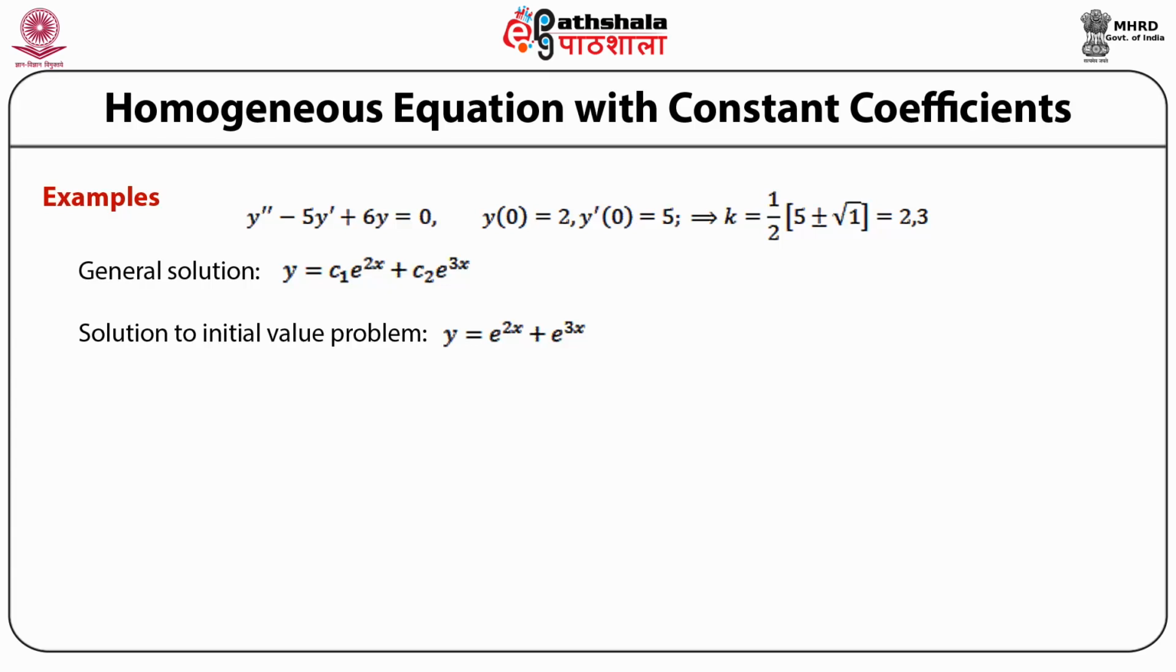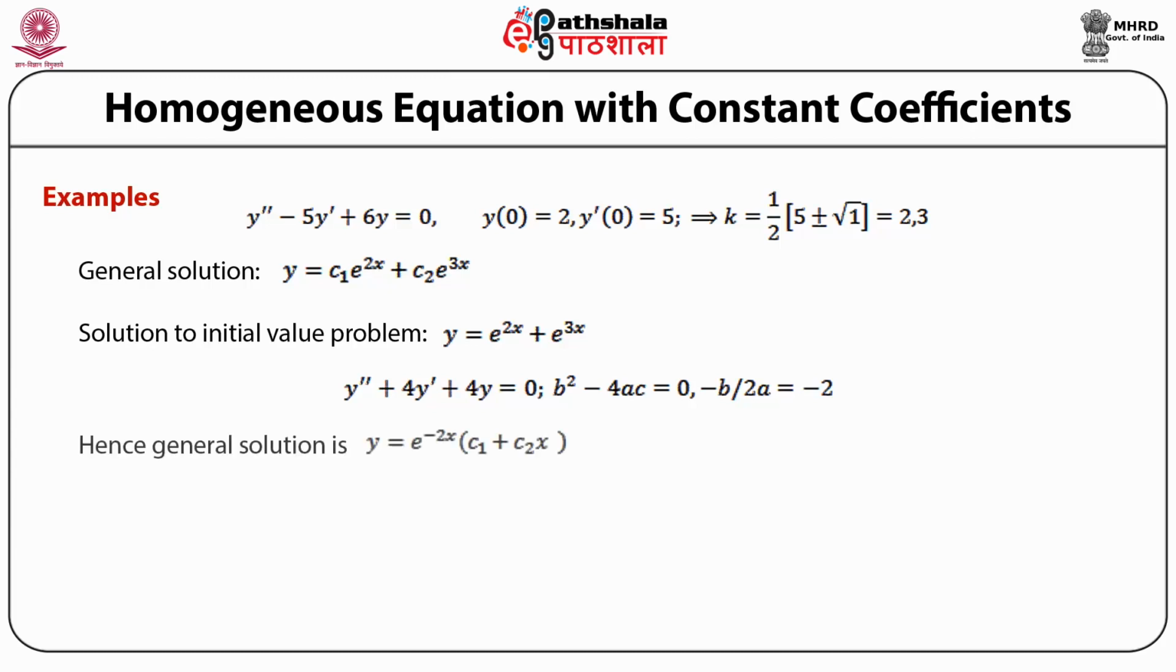Another example, we consider the equation y double prime plus 4y prime plus 4y equals 0. Here, b square minus 4ac is equal to 0. Therefore, minus b by 2a is equal to minus 2. Hence, the general solution is y is equal to e raised to power minus 2x times c1 plus c2x.